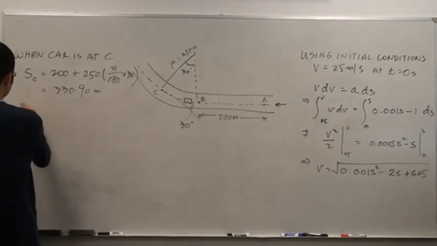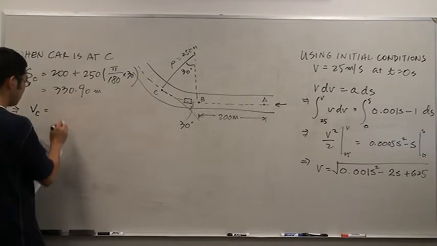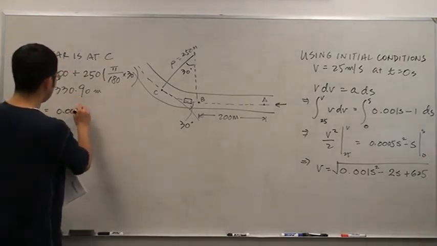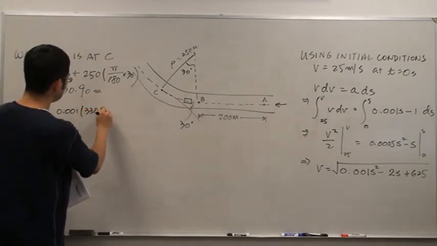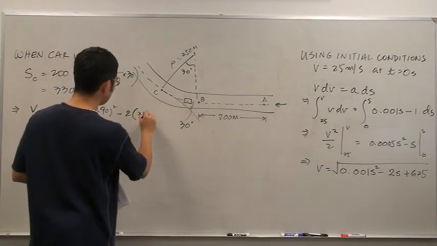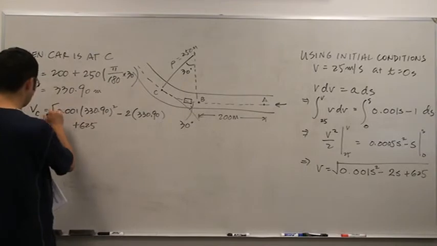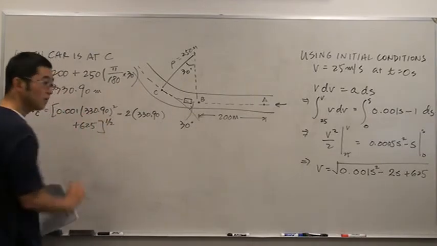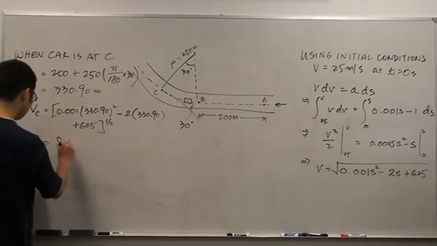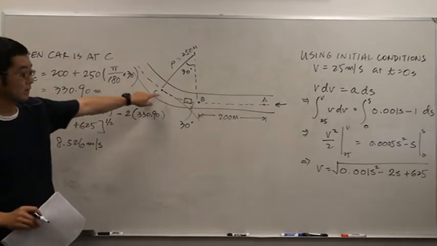So with that, we can calculate the velocity at point C. Okay? So the velocity at point C is basically 0.001 times 330.90 squared minus 330.90 plus 625, and the whole thing to the power of half. Okay? And that gives you 8.526 meters per second. So that's the velocity at point C.